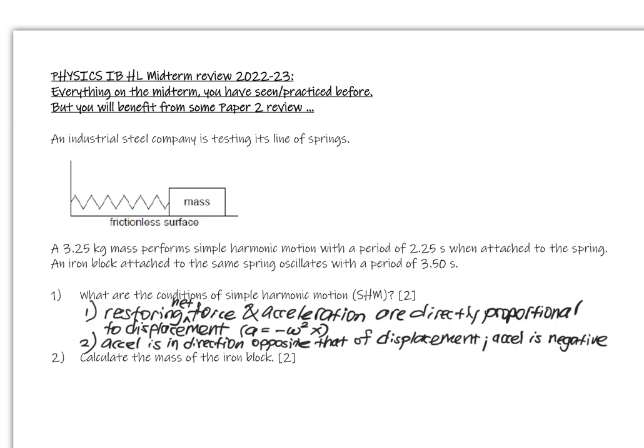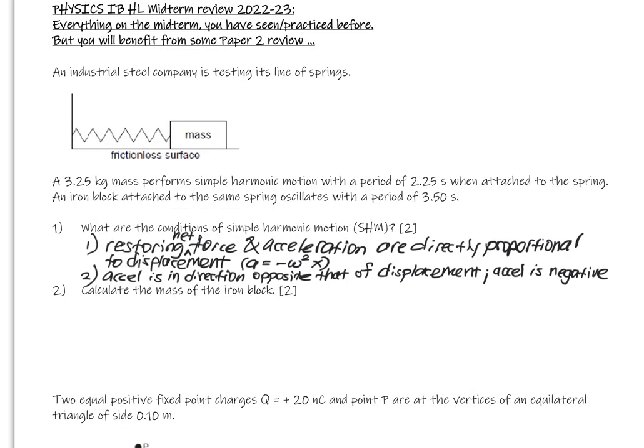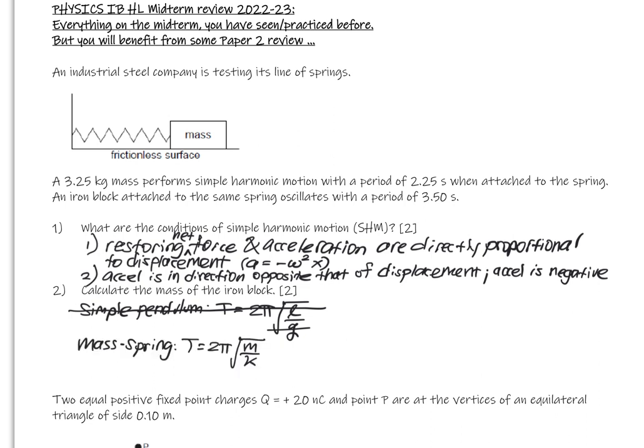All right, number two, calculate the mass of the iron block. We're dealing with a spring mass system. We happen to know the period, and so we have two equations for simple harmonic motion, for a pendulum and for a mass spring. T is equal to 2 pi radical L over g. Well, that's cute, but we're not dealing with simple pendulums here, so that's not our equation. We're dealing with mass springs. So T is equal to 2 pi radical m over k.